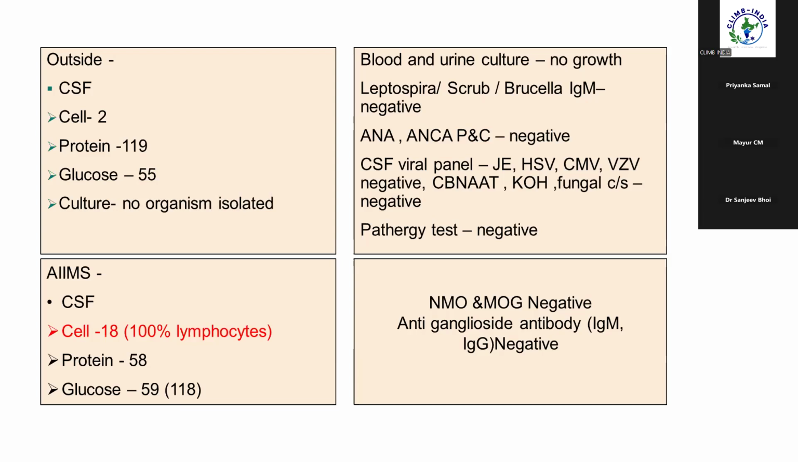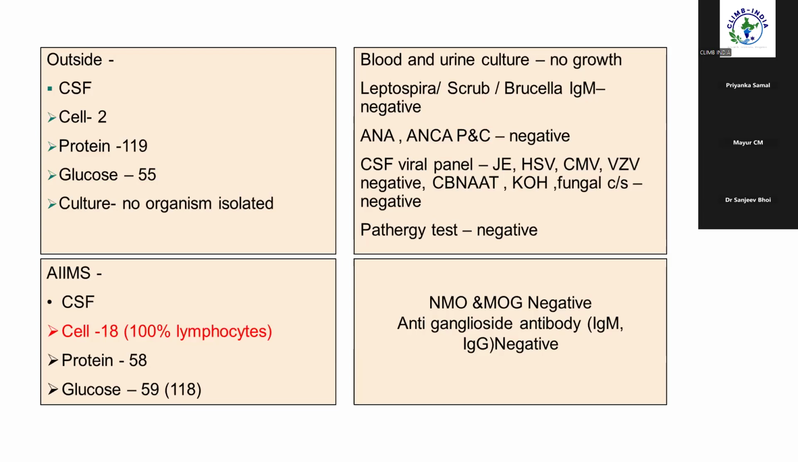The routine blood and urine cultures showed no growth, and other workup for leptospira, scrub, and Brucella IgM were also negative. ANA and ANCA profile was negative, and the CSF viral panel for JE, HSV, CMV, VZV was negative. CSF CBNAAT, KOH, and fungal culture were also negative. Pathergy test in view of Behcet's was also negative. NMO, aquaporin-4 and MOG antibodies were negative.